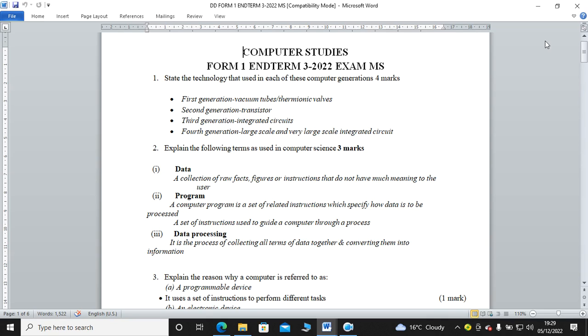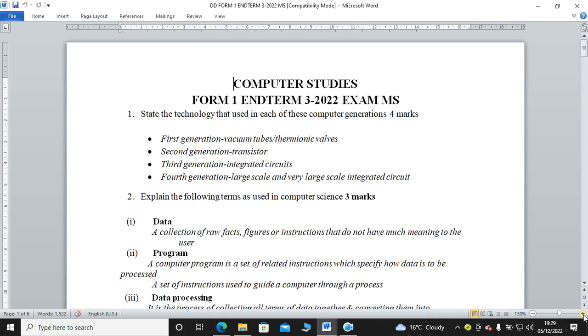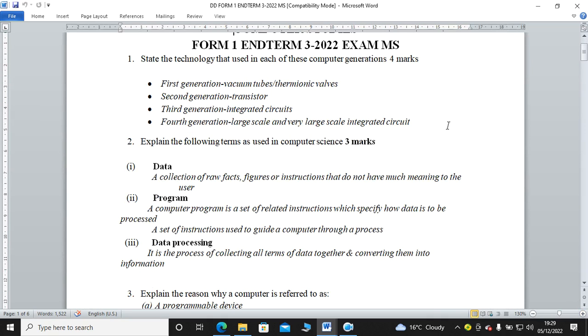Then question number 2, we have: explain the following terms as used in computer science. We have 3 marks. We have data, program, and data processing. Data is a collection of raw facts, figures, or instructions that do not have much meaning to the user. Whereas a program is a set of related instructions which specify how data is to be processed. Some guys may call them applications or software.